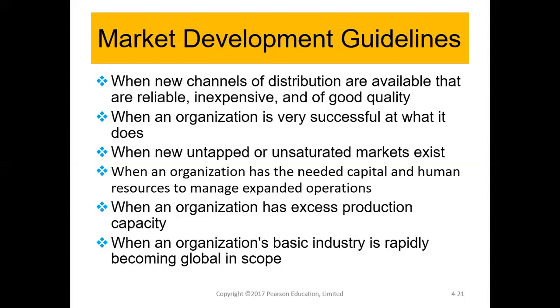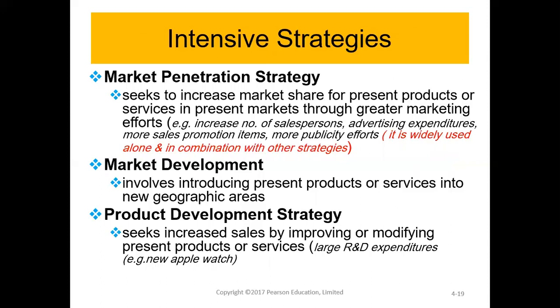Then, moving on to the third type of intensive strategies, which is called product development strategy. Product development strategy means increased sales through improving or modifying present products or services. We are talking about the strategy where you are looking to increase your sales through improving or modifying your present products or services. So if you talk about, for example, the new Apple Watch, okay, it's a kind of wearable computer that you wear on your hand, right? So it's actually a new and improved product, a new product, modified, okay?